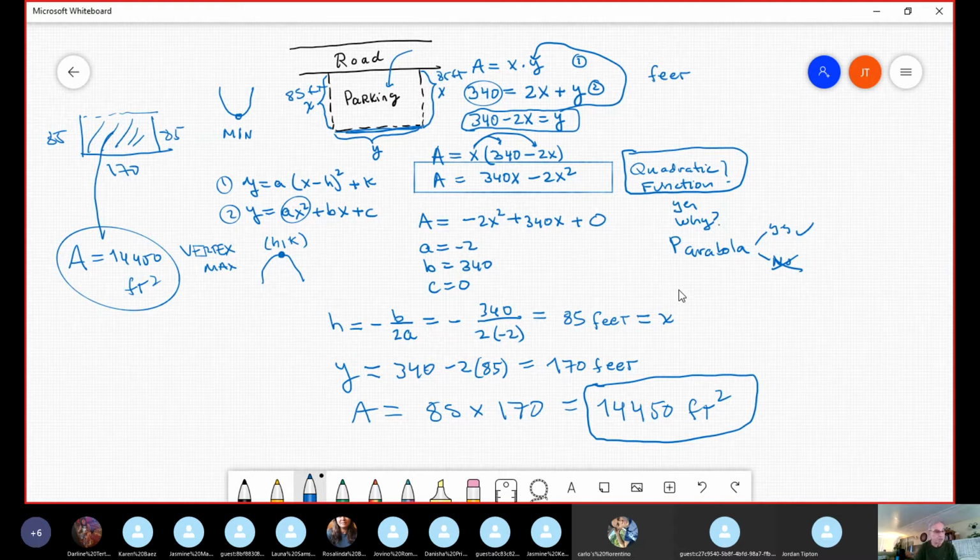Any question? Confusing? I try to motivate a little bit, no? It's a word problem, optimization, case solving using a quadratic function. In this case it was a maximum because the parabola opened down. Another problem is a minimum because the parabola opened up.